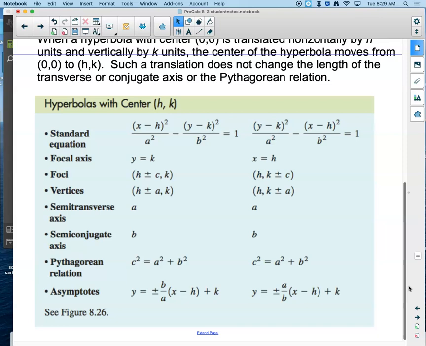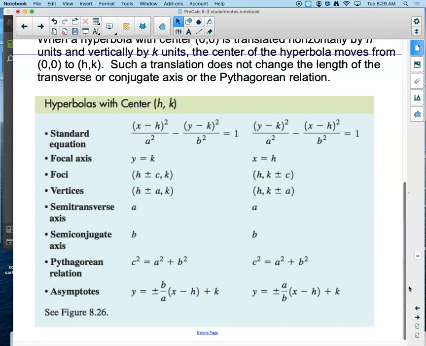Again, this one is one where students tend to make more mistakes because we want to put h in this first position. We're so used to that. But if it is vertical, we're going to have to make sure that h is with x all the time, k is with y, and just make sure that we stick with that.